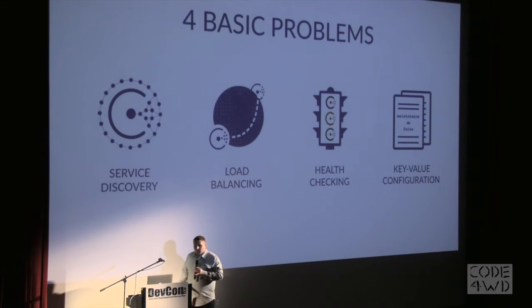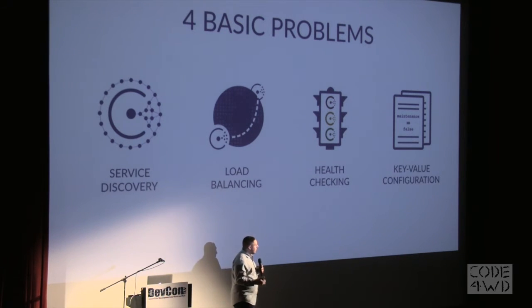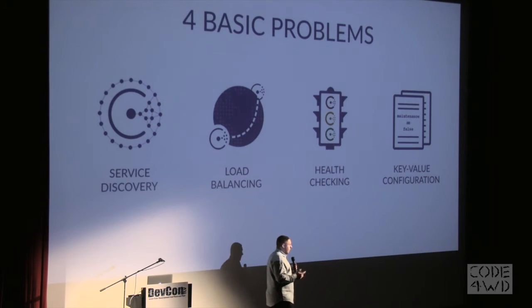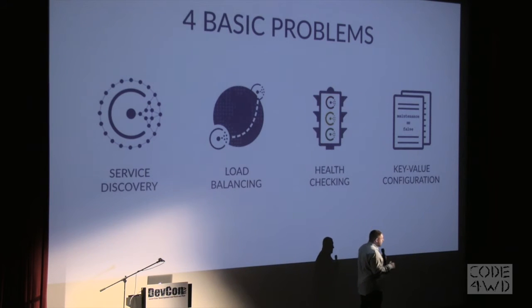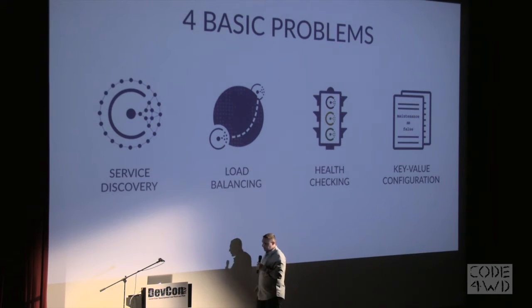So these are the four basic problems in SOA or microservices architecture. You have the service discovery component. How do I find the things? You have your load balancing, which is how do I accurately balance the weight across those things? And then closely tied to that is health checking. How do I make sure that I'm not sending traffic to bad nodes? And then somewhat out of left field, but actually closely related, is a distributed key value store, where you can quickly turn and toggle feature flags that implement runtime components that you might need to tune on the fly.